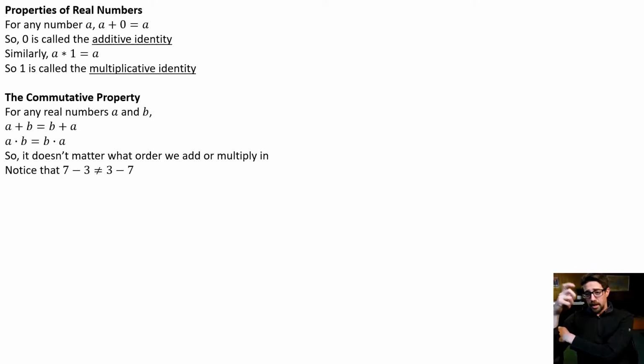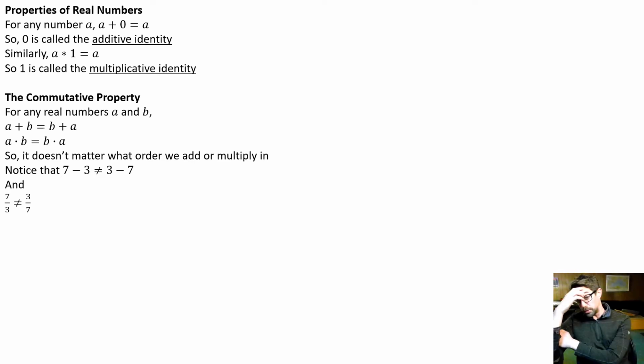So I want to contrast that with this. Notice that if you have 7 times 3, that's not the same thing as 3 times 7, right? Unlike what we were just talking about. Same thing with division. 7 divided by 3 is not the same number as 3 divided by 7. In fact, they're reciprocals. So all that is to say, subtraction and division are not commutative, right? The order does matter with those.